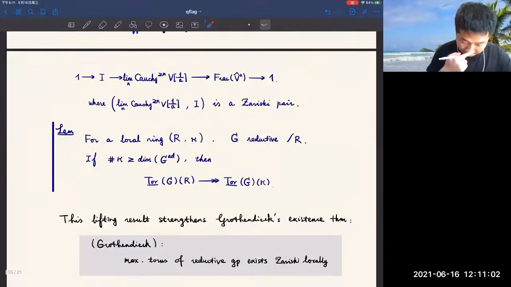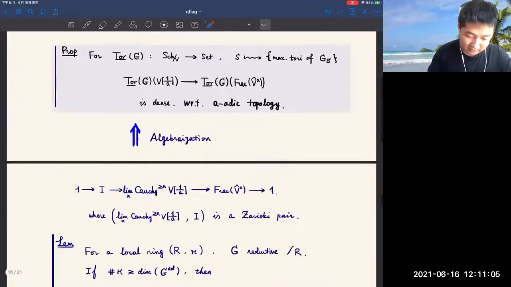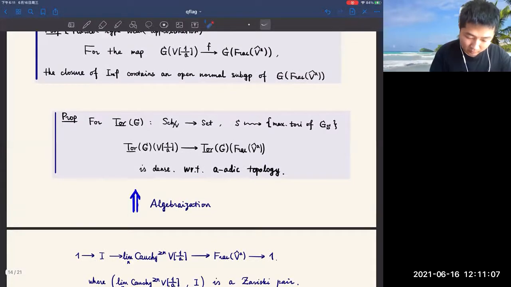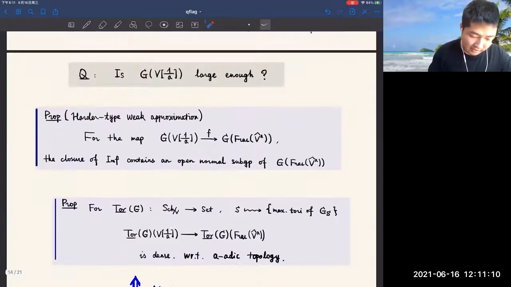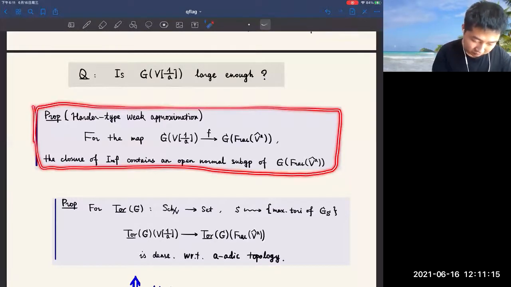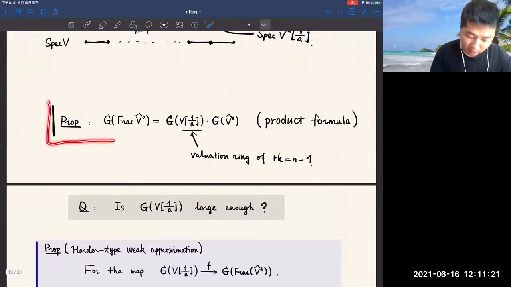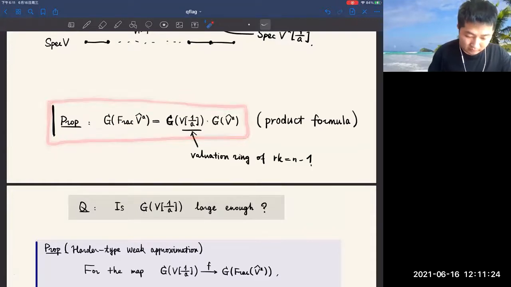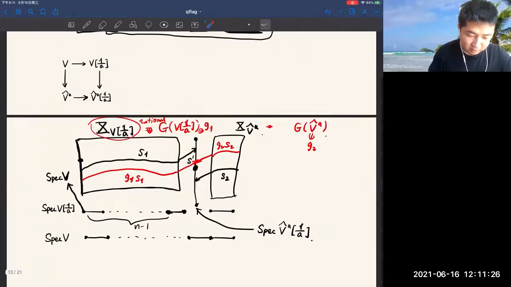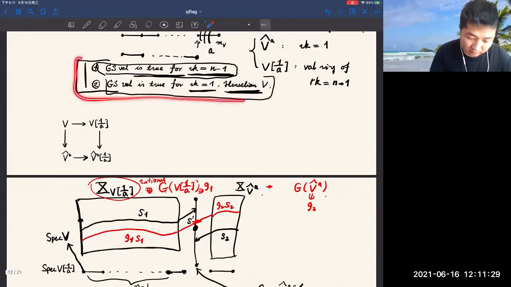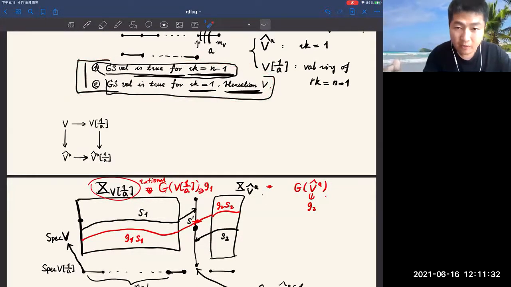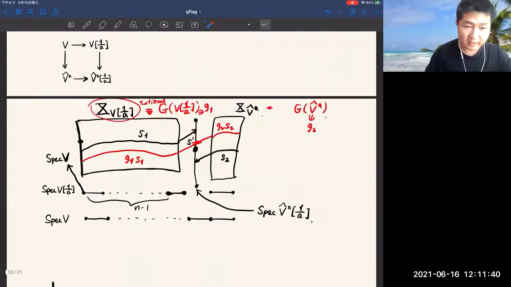So finally, this lifting of maximal tori gave this approximation of maximal tori, and this gives us a Harder type of weak approximation. And this Harder type of weak approximation gave us the product formula. And by the product formula, we can use the induction hypothesis to reduce to the case of height rank one, and the Henselian case. So that is the second part.